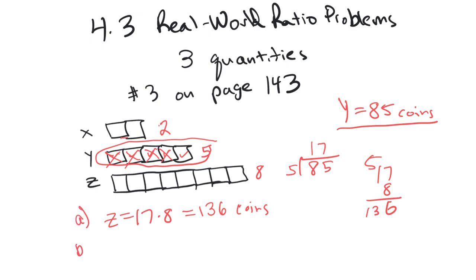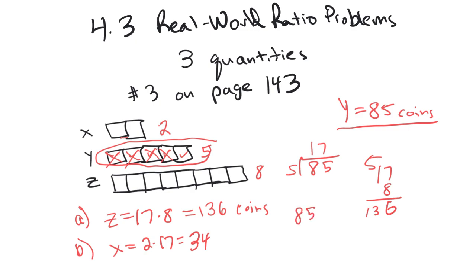And then B asks us, find the number of coins collected by the 3 boys all together. So we already know Johann and Zachary. We just got to figure out Xavier. So Xavier is collecting 2 times 17, which of course is 34.